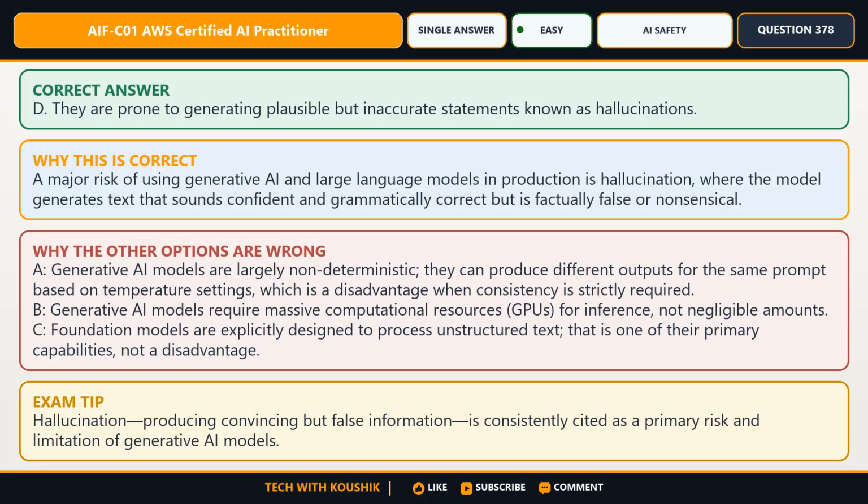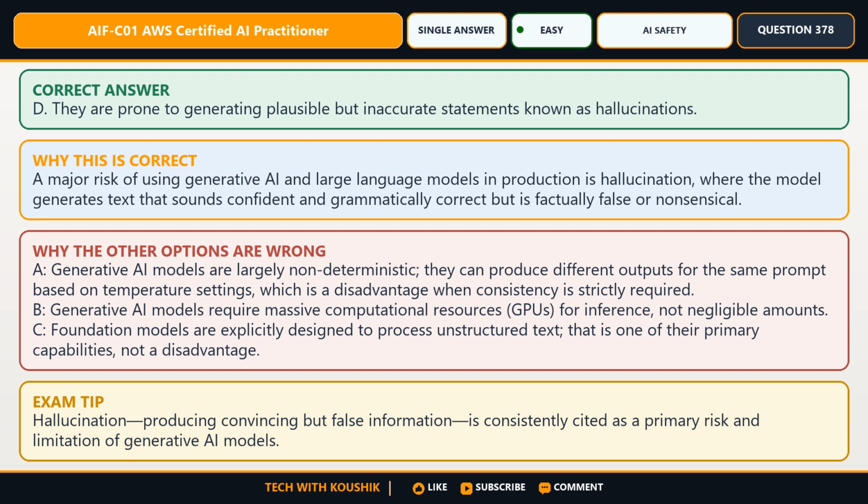The correct choice is D. They are prone to generating plausible but inaccurate statements known as hallucinations. The decisive reason is a major risk of using generative AI and large language models in production is hallucination, where the model generates text that sounds confident and grammatically correct but is factually false or nonsensical.